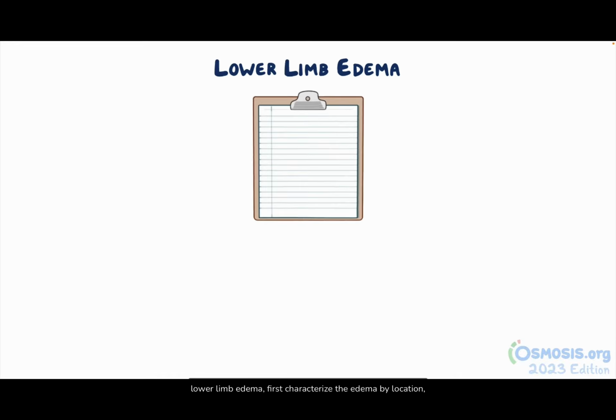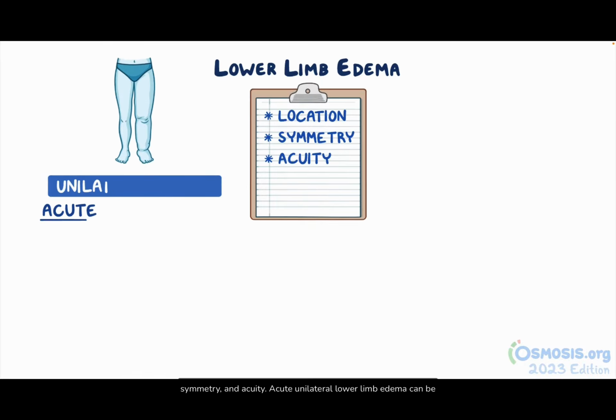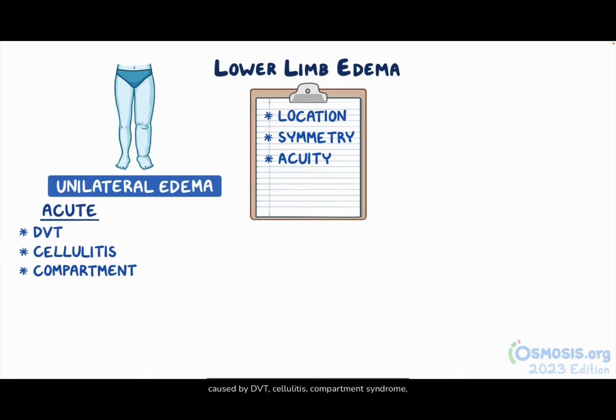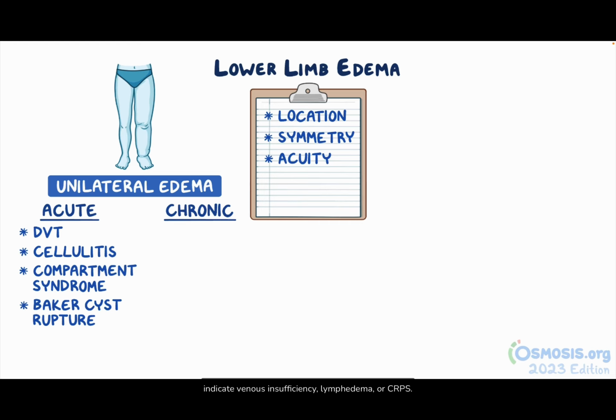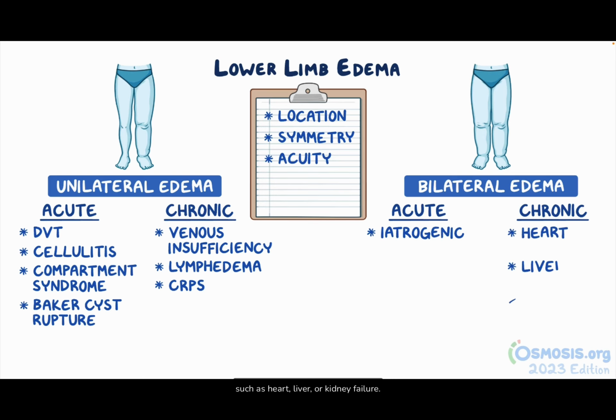All right, as a quick recap, when evaluating a patient with lower limb edema, first characterize the edema by location, symmetry, and acuity. Acute unilateral lower limb edema can be caused by DVT, cellulitis, compartment syndrome, or a Baker cyst rupture, while chronic unilateral edema may indicate venous insufficiency, lymphedema, or CRPS. On the other hand, acute bilateral edema is most often iatrogenic, but can be caused by exacerbation of chronic causes such as heart, liver, or kidney failure.